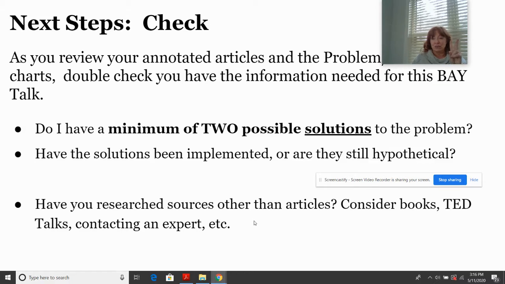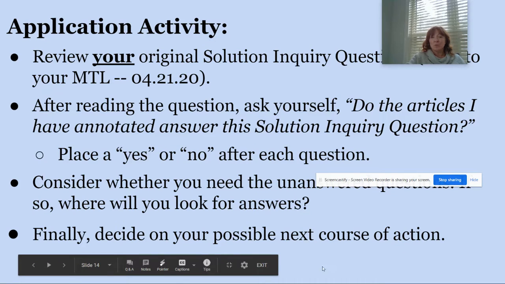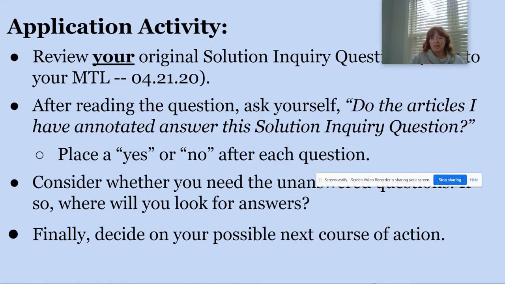So remember, at least two possible solutions to your BayTalk problem. And then you're going to pick one that you really want your audience to focus on. And again, in terms of your next steps, if you're still looking for information, consider things other than online articles. So, what I'd like you to do for your application activity today is go back to your My Thinking logs on April 21st, and look at your original inquiry questions for solutions. And then think about your research so far and ask yourself, does the research I've pulled so far answer these questions? And then you're literally going to type a yes or a no after each of those questions, just like I did in the mini lesson.